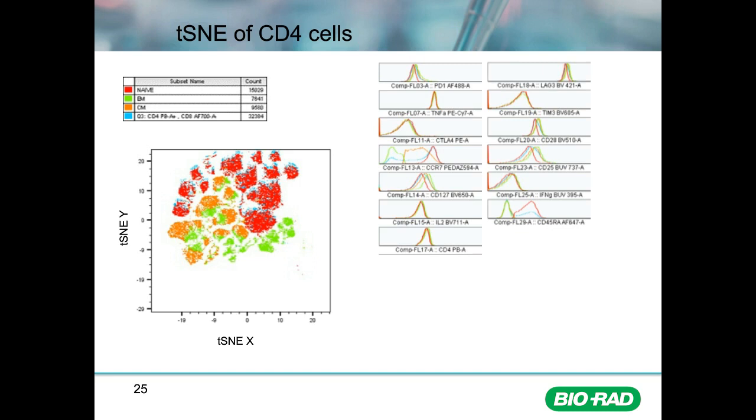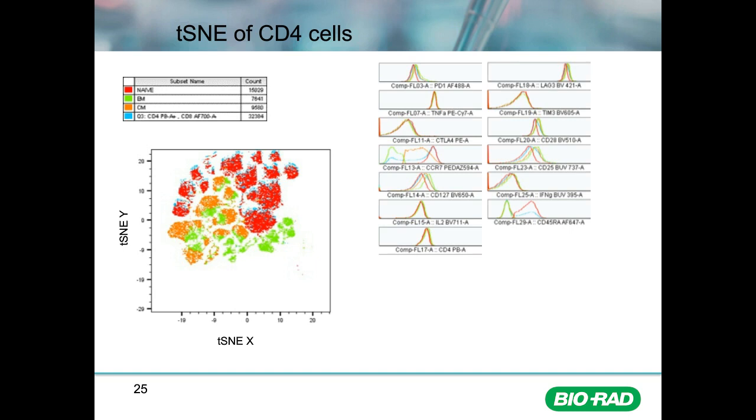For this CD4 T cell analysis, naive cells are in red, effector memory in green, and central memory in orange. Each population shows distinct clustering together, showing their similarities. The histograms on the right show the different expression profiles for checkpoint inhibitors, activation markers, and cytokine production. As expected, the biggest differences in expression patterns can be seen in CCR7 and CD45RA, with slightly less difference within the CD25 expression.